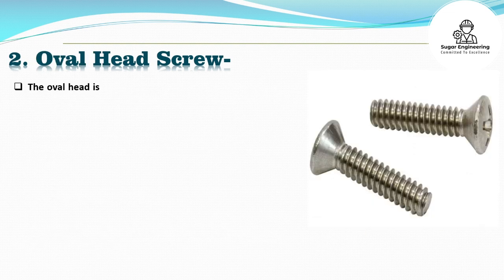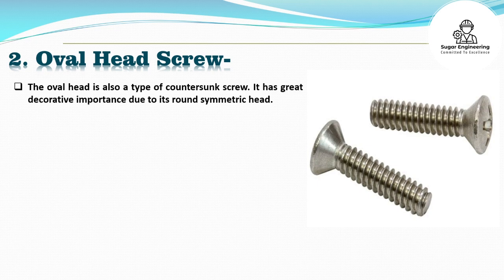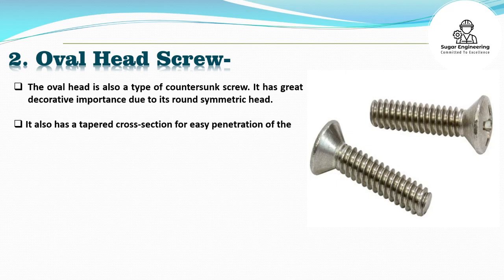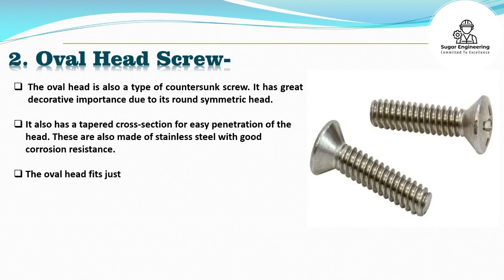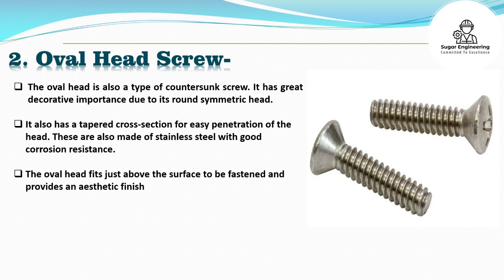2. Oval head screw. The oval head is also a type of countersunk screw. It has great decorative importance due to its round symmetric head. It also has a tapered cross-section for easy penetration of the head. These are also made of stainless steel with good corrosion resistance. The oval head fits just above the surface to be fastened and provides an aesthetic finish.